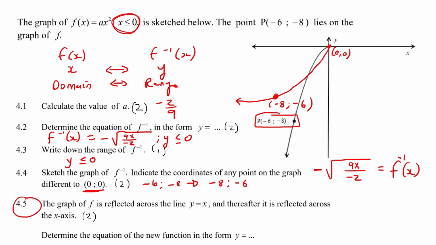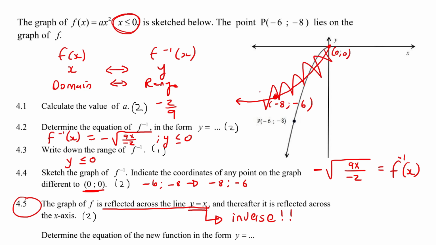Now, the graph of f, which is this original one over here, is reflected across the line y equals x. Do you know what that means? Reflected across the line y equals x means inverse. So when it's reflected across that line, it's the inverse. So it's actually this one we're talking about. After that, it is reflected across the x-axis. So it's this graph now reflected across the x-axis. It would end up going there.